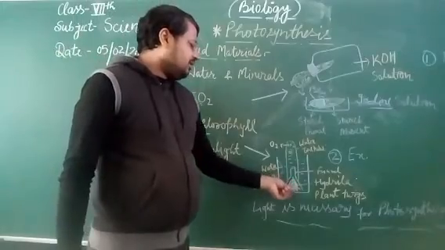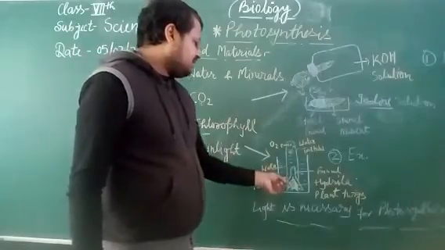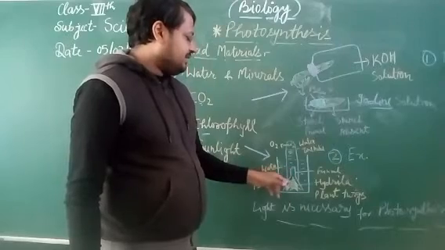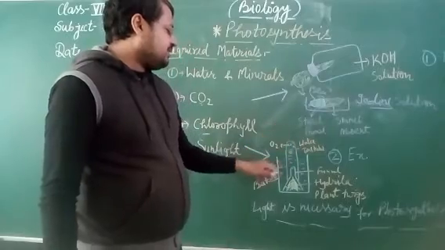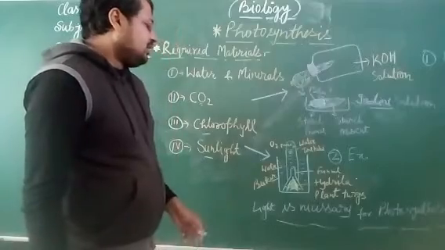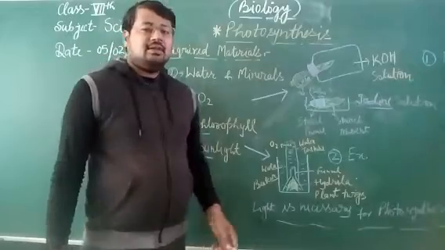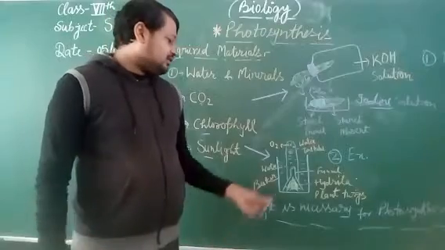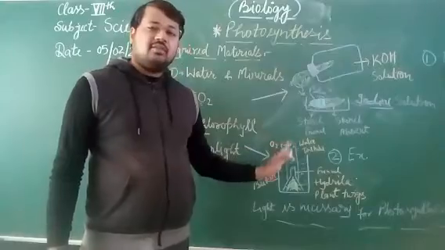For this experiment, we take an aquatic plant named hydrilla and place it in a beaker, and we keep an inverted funnel over it. And then a water-filled test tube is also placed in inverted form over the funnel. When we keep this in the dark, no photosynthesis will take place when sunlight is not there, so no bubbles are released. The test tube will stay filled with water.